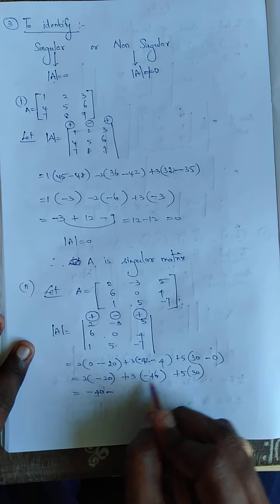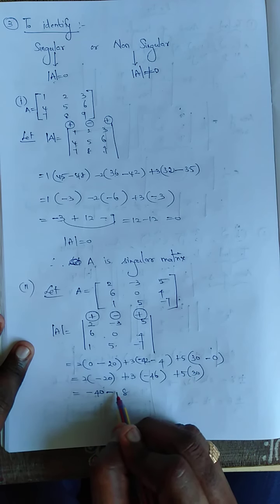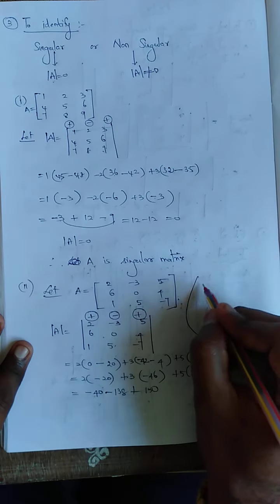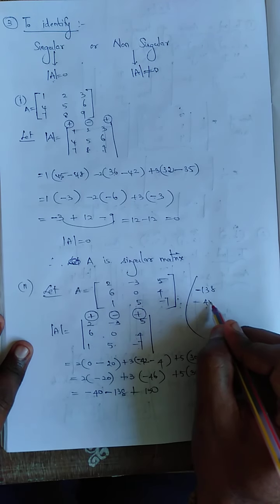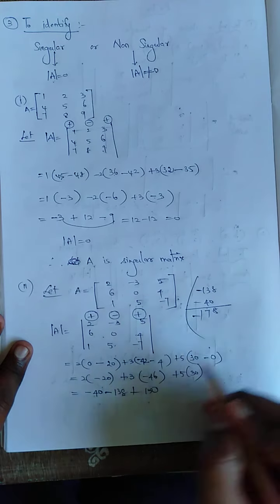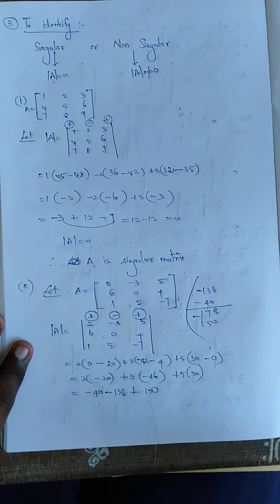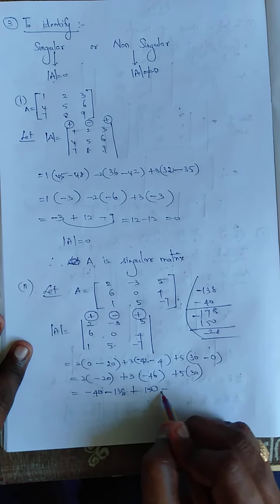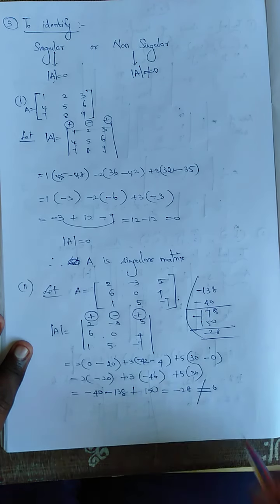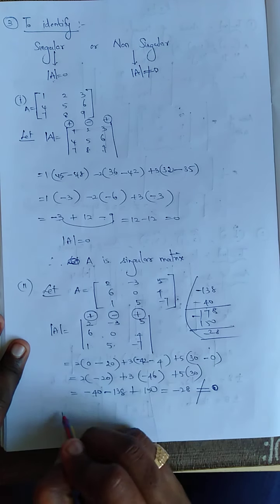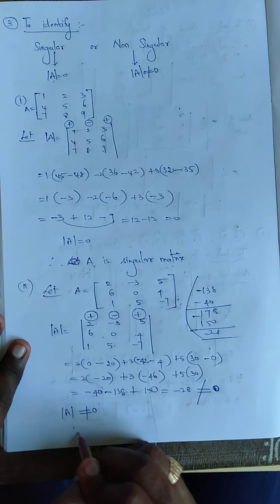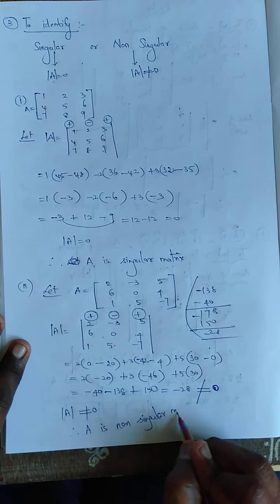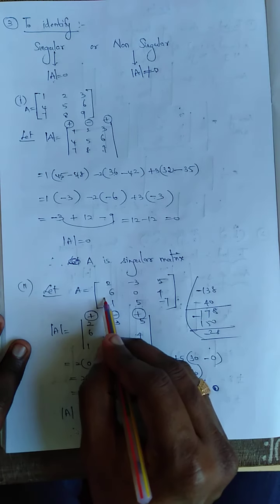Plus into minus minus, 6 3s are 18, carry over 1, 3 4s are 12, 12 plus 1 is 13, 5 3s are 150. So minus 138 minus 40 gives minus 178, minus 178 plus 150 which gives minus 28, which is not equal to 0. Therefore determinant of A is not equal to 0. Therefore A is a non-singular matrix because they given the matrix format only.